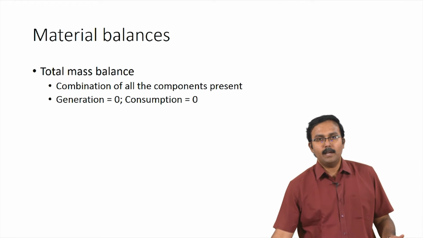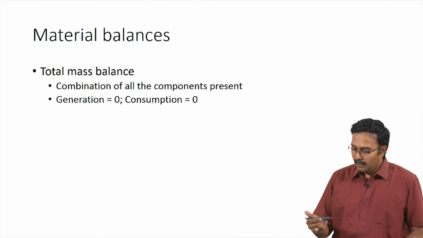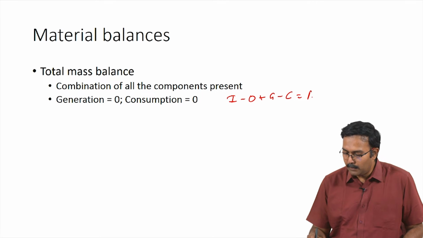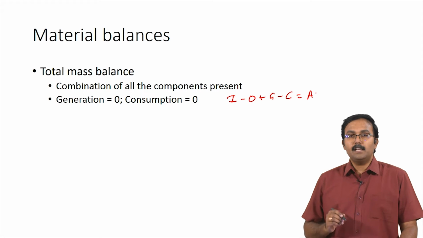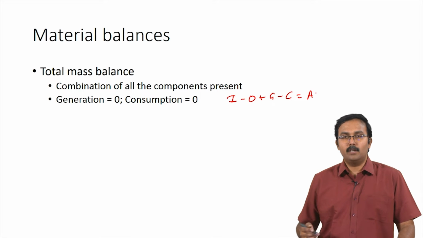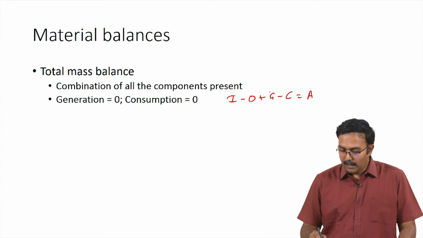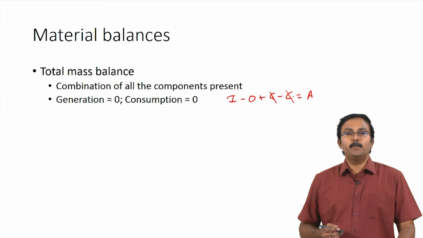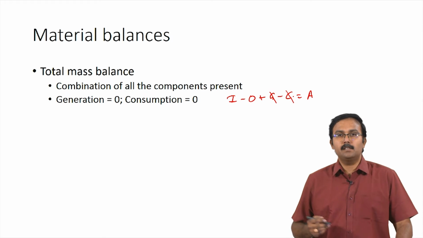So, if we were to write a balance equation for this system, we start with input minus output plus generation minus consumption equals accumulation. As total mass cannot be created or destroyed, you would have generation and consumption terms going to 0, thereby you will end up with input minus output equals accumulation.